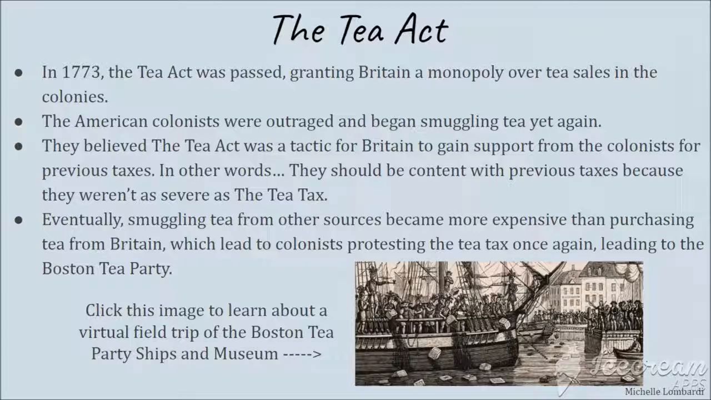The Tea Act. In the year 1773, the Tea Act was passed. This granted Britain a total monopoly over tea sales in the colonies. The colonists were infuriated by this and began smuggling tea yet again. They thought that the Tea Act was Britain's way of trying to trick them into supporting previous taxes. In other words, Britain wanted the colonists to be content of the other taxes because they weren't as bad as the tea tax. This tactic angered the colonists, and they continued to smuggle tea from other sources.